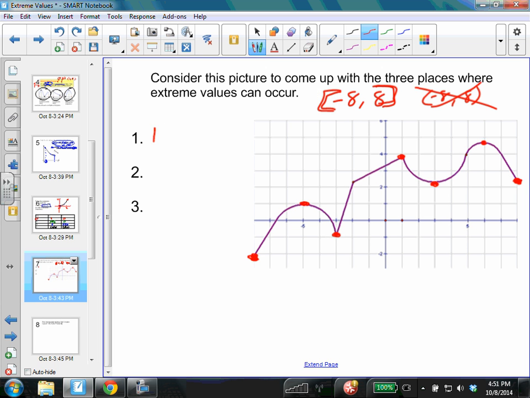But these endpoints are important. Endpoints are one place where extreme values can occur, but they can't just be any points. They have to be endpoints on a closed interval. Okay? Endpoints on a closed interval.